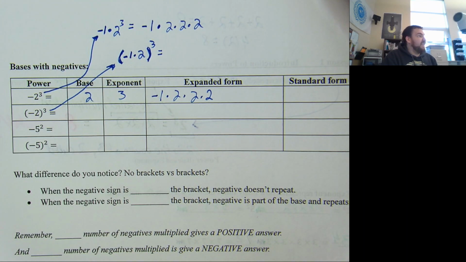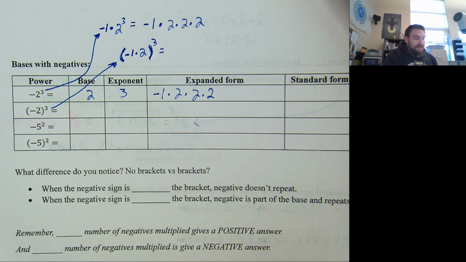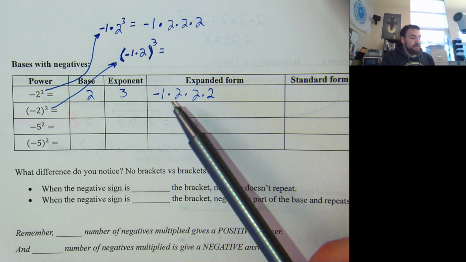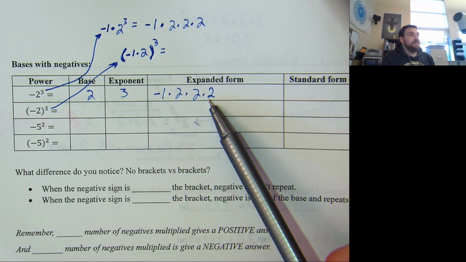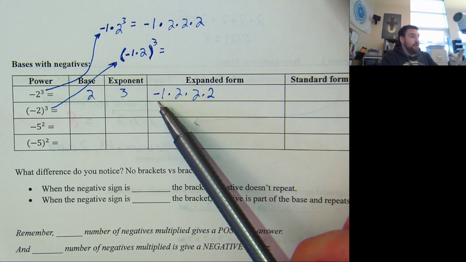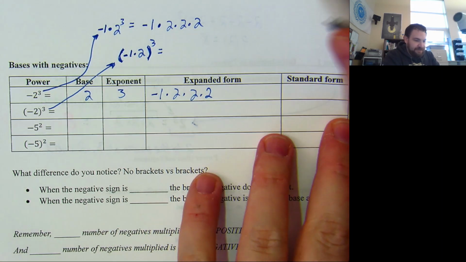The notation here is picky. If I were to then go and evaluate this thing, 2 times 2 times 2 is 8, and that -1 multiplies up front, giving you -8. Yes, absolutely.